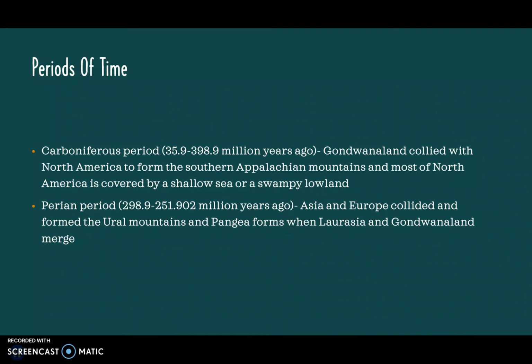Carboniferous period. Gondwanaland collided with North America, and North America is covered by a shallow sea or a swampy lowland at this time. Permian period. Asia and Europe collided, and Pangaea forms when Laurasia and Gondwanaland merge.